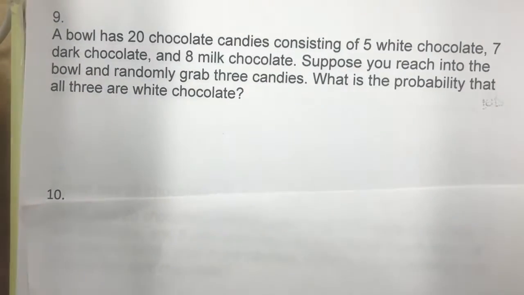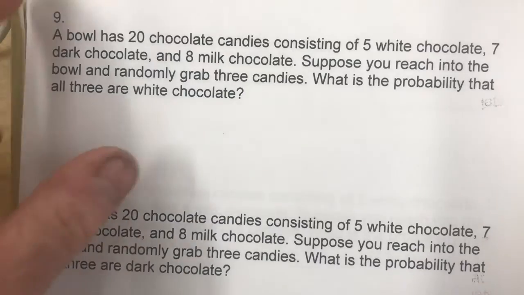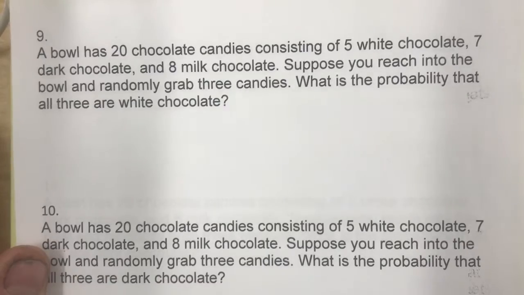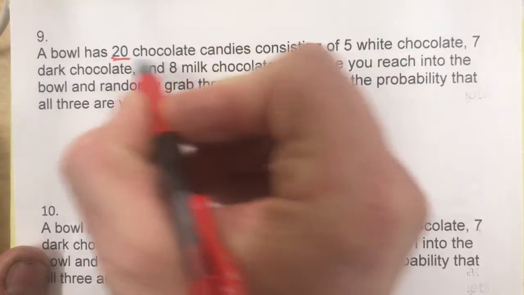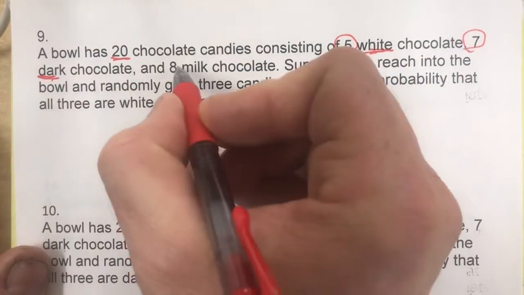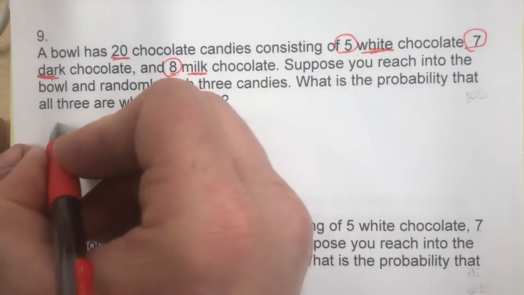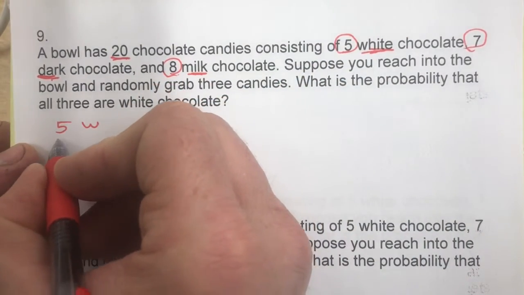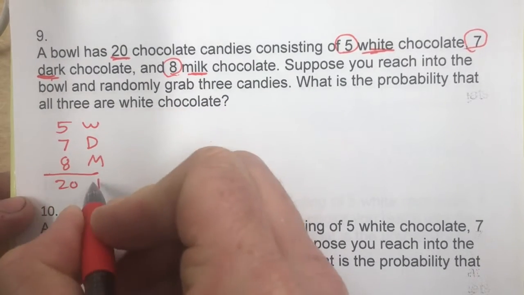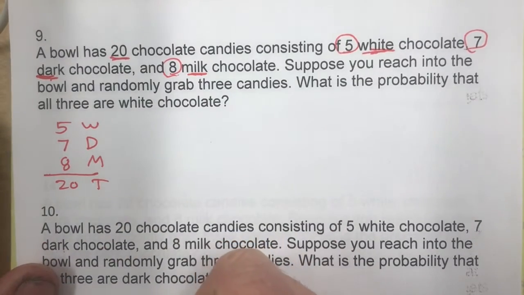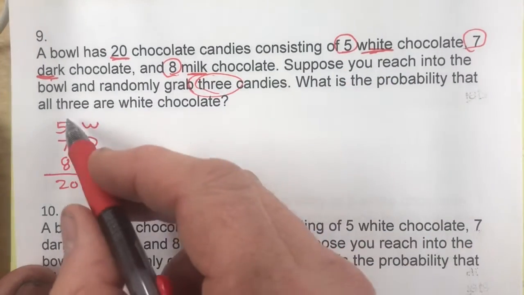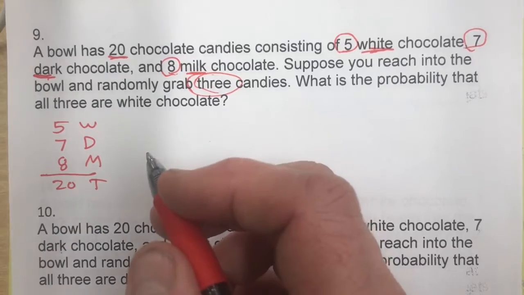Okay. Now the rest of these problems deal with a bowl of 20 chocolate candies. A bowl has 20 chocolate candies consisting of 5 white chocolate, 7 dark chocolate, and 8 milk chocolate. So we have 5 white, we got 7 dark, and we have 8 milk, which comes up to 20 total. Okay? Suppose you reach into the bowl and randomly grab 3 candies. What's the probability that all 3 are white?